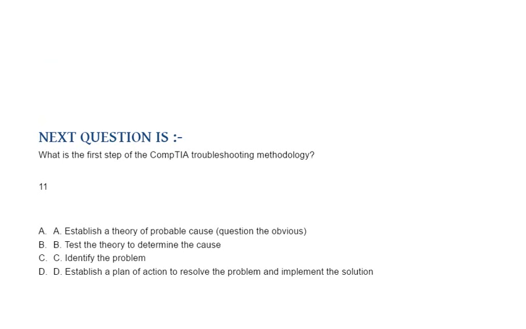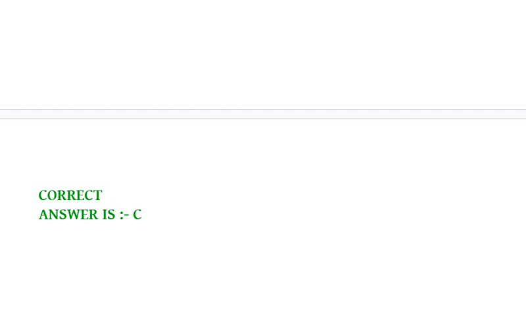Next question is, what is the first step of the CompTIA troubleshooting methodology? Option A. Establish a theory of probable cause. Question the obvious. Option B. Test the theory to determine the cause. Option C. Identify the problem. Option D. Establish a plan of action to resolve the problem and implement the solution. Correct answer is option C.